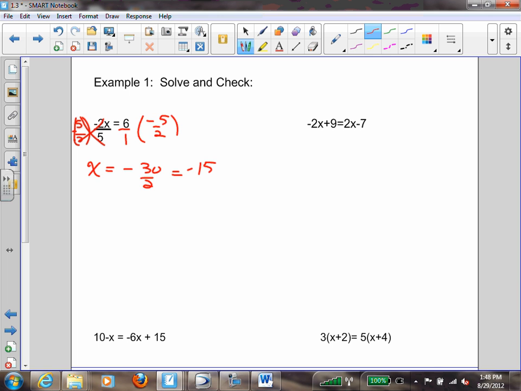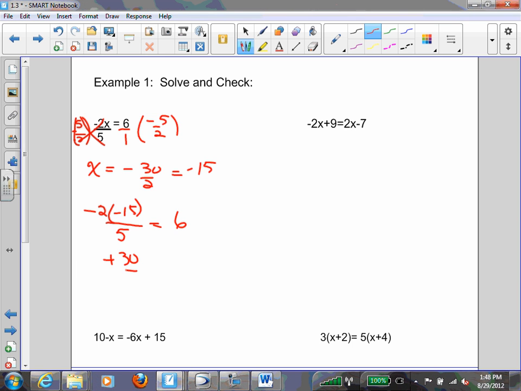All right, so we're going to check. We're going to say negative 2 times negative 15 over 5. Does that equal 6? Well, positive 30 over 5 does equal 6, and so we're good. You just have to show me that you're supposed to get what you're supposed to get. That 6 is the right answer.